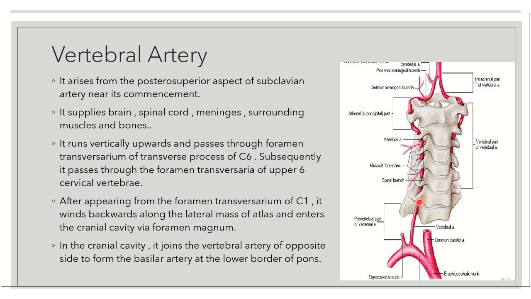Then it passes through the foramen transversarium of the upper 6 cervical vertebrae, and when it emerges from the foramen transversarium of the first cervical vertebra, that is the atlas, it winds backward around the lateral mass of the atlas, and then it enters the cranial cavity through the foramen magnum. In the cranial cavity it joins with the vertebral artery of the other side at the lower border of the pons, and forms the basilar artery.